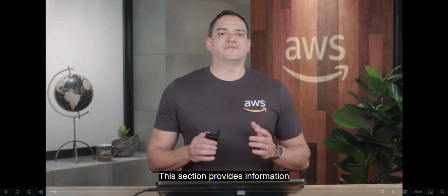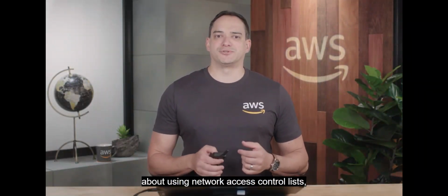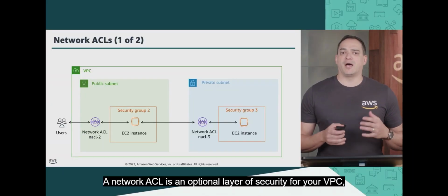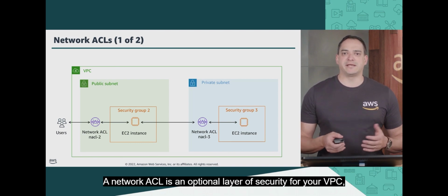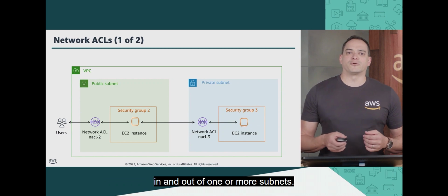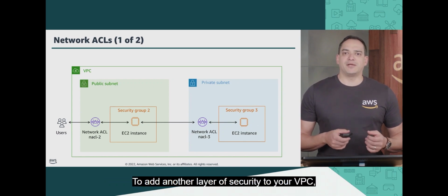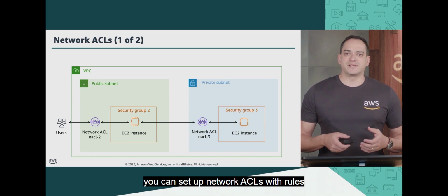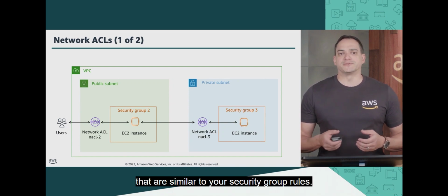This section provides information about using Network Access Control Lists, or ACLs, as part of securing your infrastructure. A network ACL is an optional layer of security for your VPC and acts as a firewall to control traffic in and out of one or more subnets. To add another layer of security to your VPC, you can set up network ACLs with rules that are similar to your security group rules.